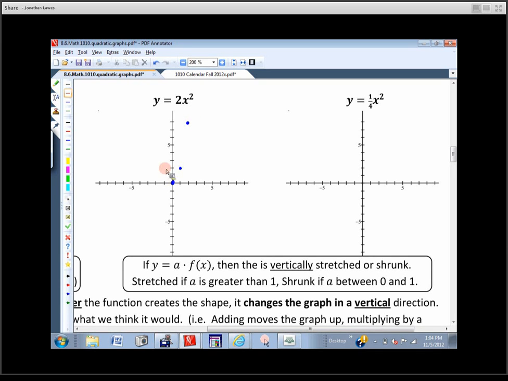If I did the same on the other side, here are the 5 key points. 2, 8, negative 2, 8. 1, 2, negative 1, 2. 0, 0. Still has the same vertex, still has the same axis of symmetry. The graph would look something like this.